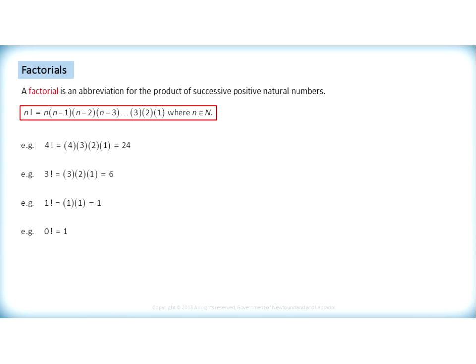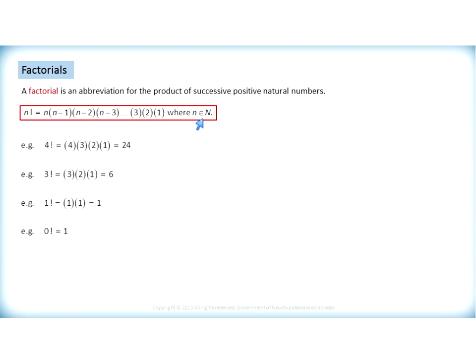So we also have what is called a factorial. A factorial is an abbreviation for the product of successive positive natural numbers. It is defined as n factorial, which is equal to n multiplied by n minus 1, multiplied by n minus 2, multiplied by n minus 3, and the pattern continues until you multiply 3 times 2 times 1, where n belongs to the set of natural numbers.